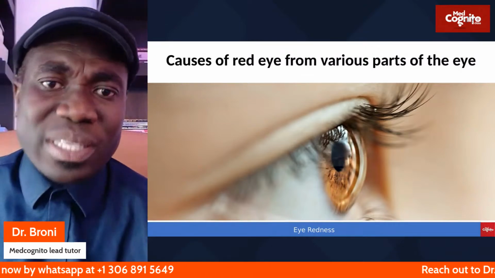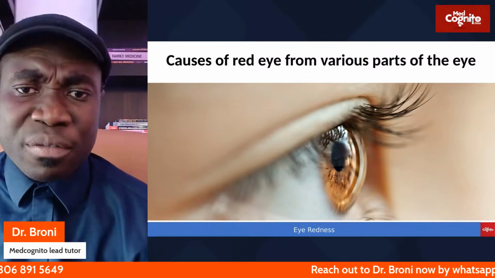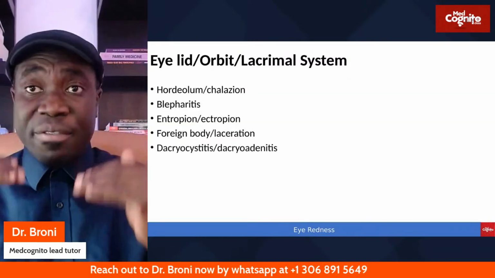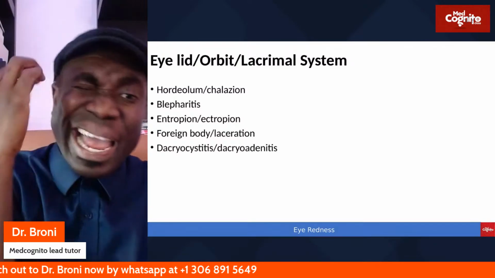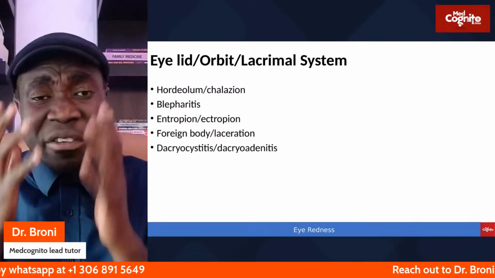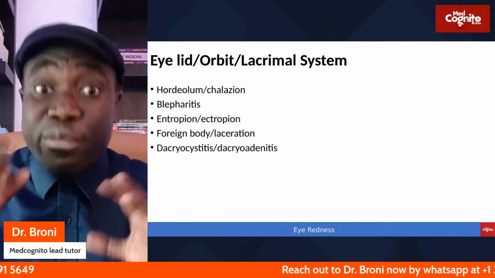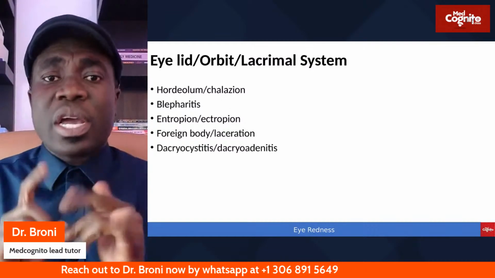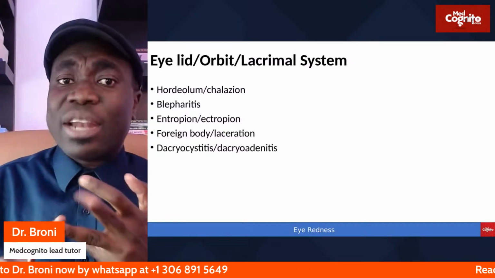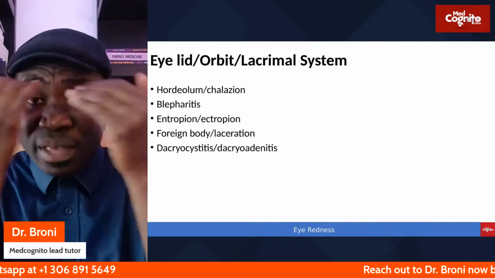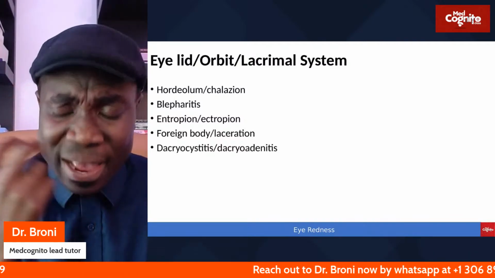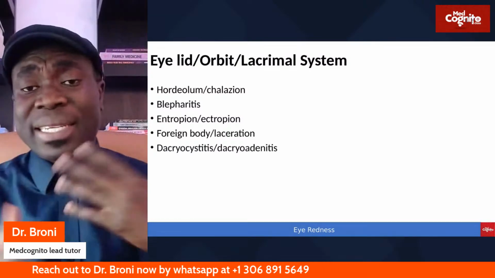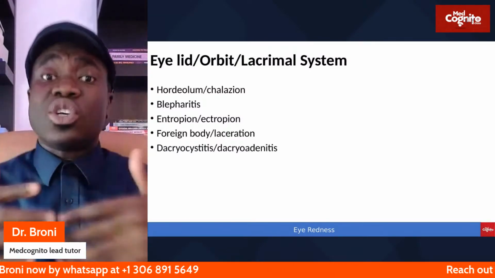So let's go. What are the causes of eye redness from the various parts of the eye? Number one, you have to know that eye redness can come from the various parts of the eye. The first part can be the eyelid, the orbit itself, or the lacrimal system. The lacrimal system is where the tears flow. Okay. So you can have what you call a hordeolum. You can also have what you call a chalazion. There can also be blepharitis. That is inflammation of the eyelid itself. We also have what you call entropion and ectropion. And I'll take my time in the coming days and weeks to teach all these concepts.